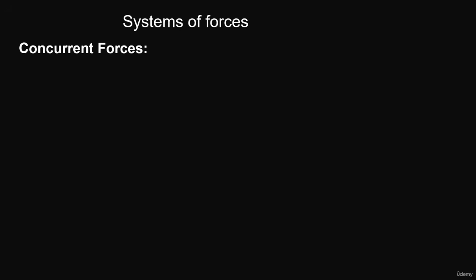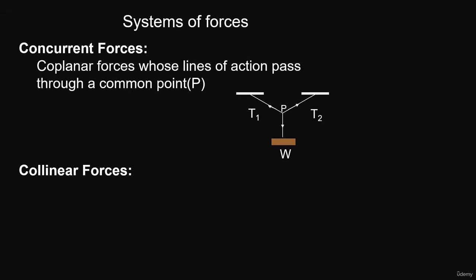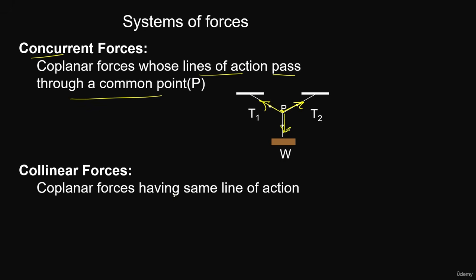To begin with, we have first got coplanar concurrent forces, wherein the line of action is going to pass through a common point P. A weight is suspended by means of two ropes. Then here it is going to form a concurrent coplanar force system. Similarly, collinear forces will be acting along the same line of action. And this could be the simplest among all.